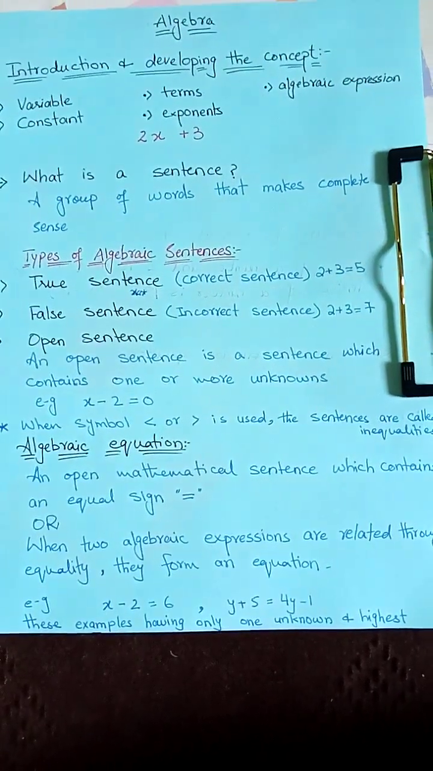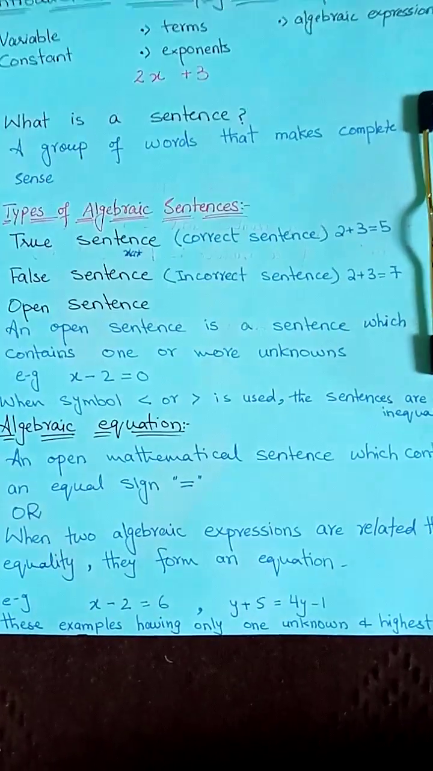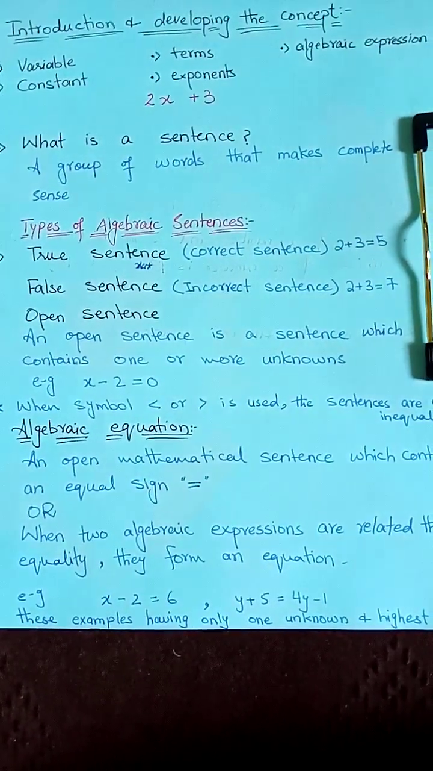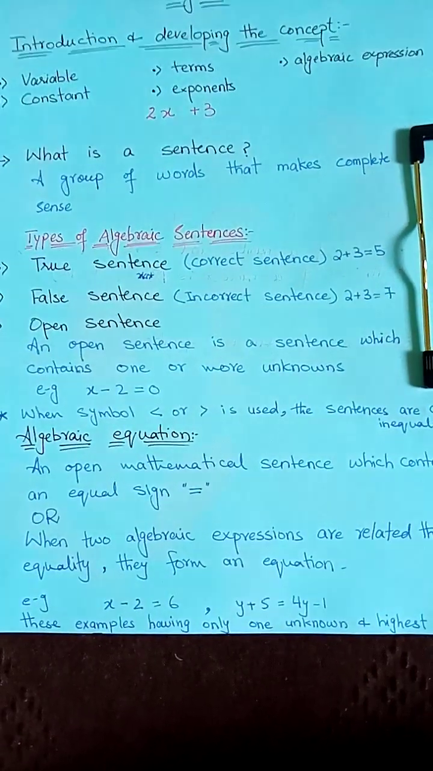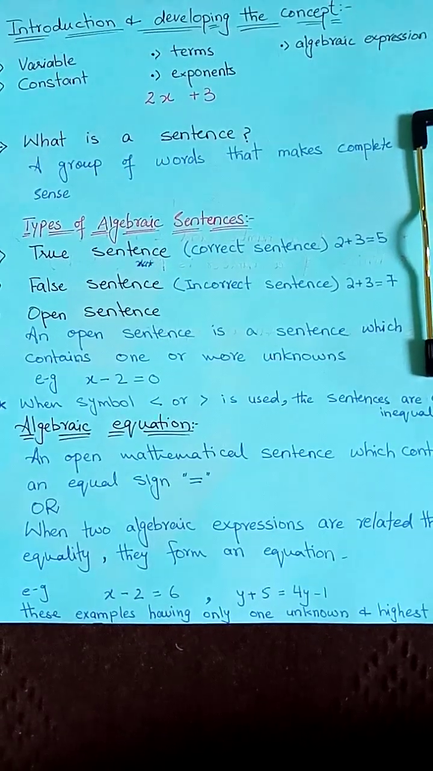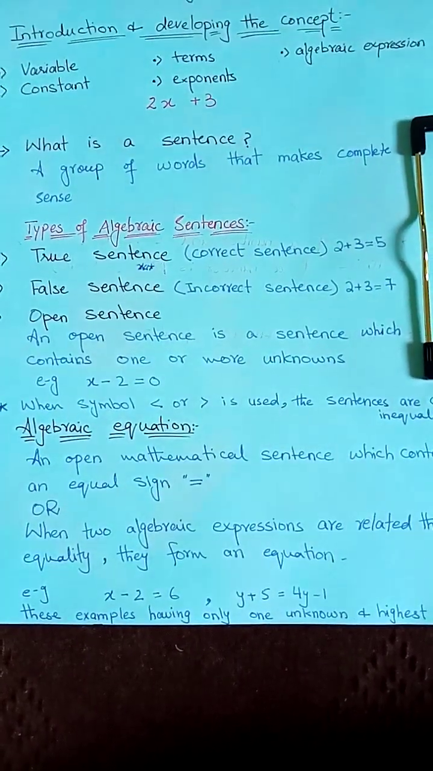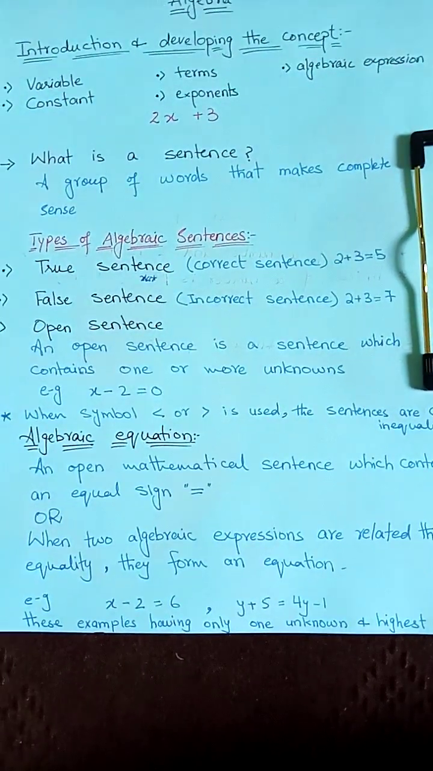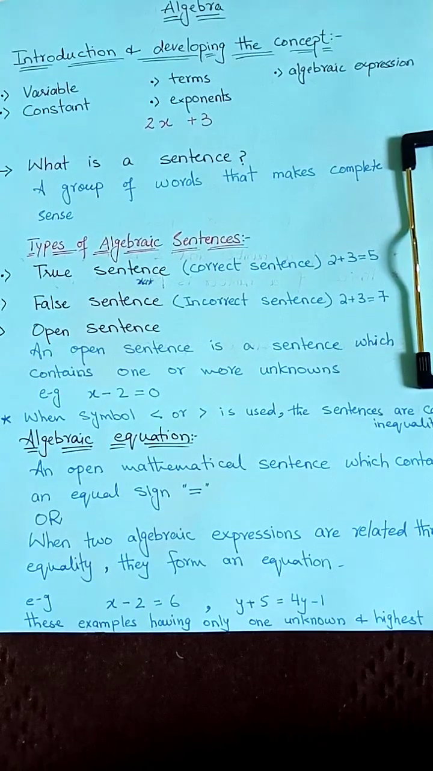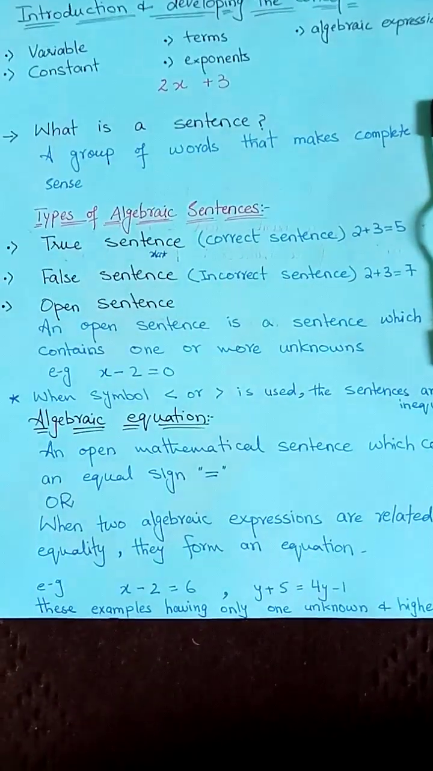So correct means, for example, 2 plus 3 is 5. Yes, 2 plus 3 is 5. Is 2 plus 3 equal to 7? No, it's not. So we can easily say it's incorrect. But an open sentence is a sentence which contains one or more unknowns. Unknown means we don't know. We cannot say whether it is true or false, and when we cannot judge its truth or falsity, then that sentence is the open sentence.